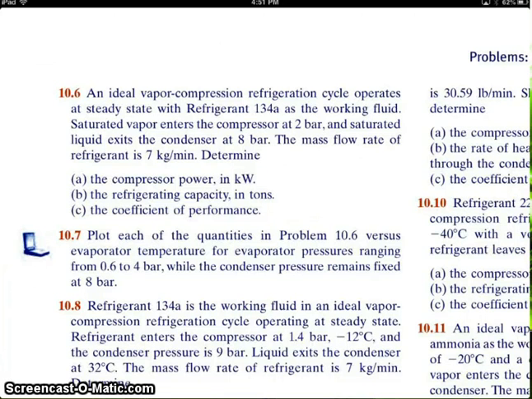Alright, first, all reference equations and tables are from Fundamentals of Engineering Thermodynamics, 7th edition, by Moran and Shapiro.